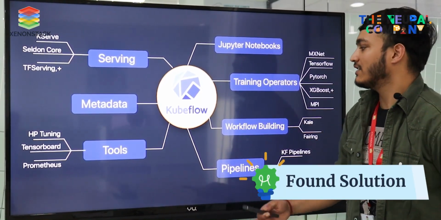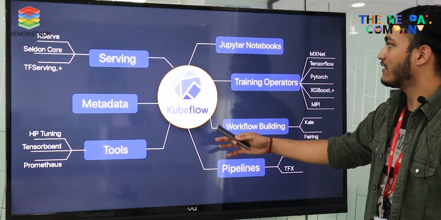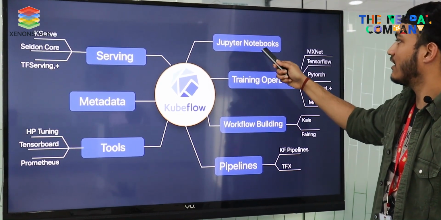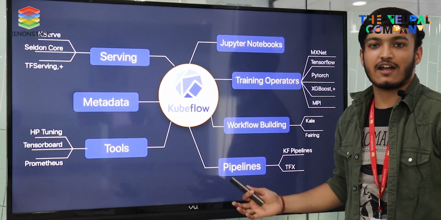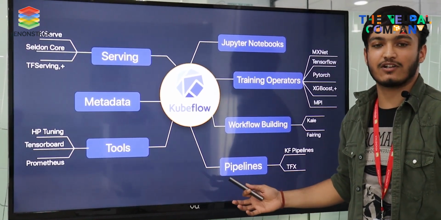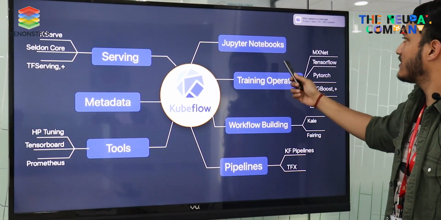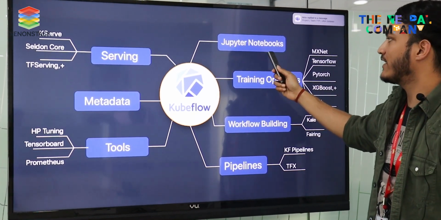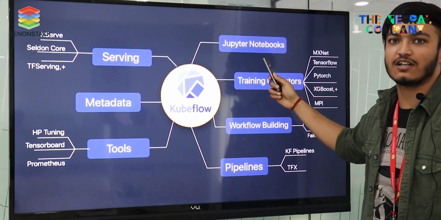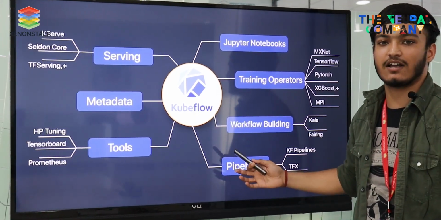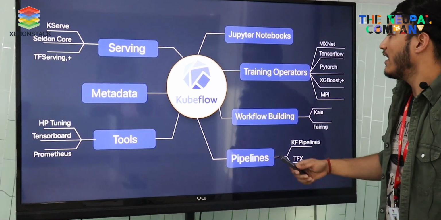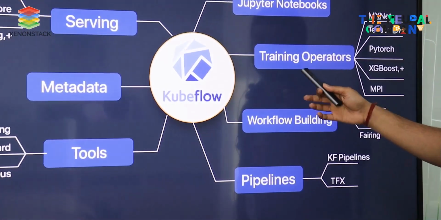Let's see our diagram. This is the Kubeflow tool, and first we get the Jupyter notebook. What is a notebook basically? We write our Python code and build our ML models in notebooks. This is a feature of Kubeflow that provides Jupyter notebooks, and there are also various options like PyTorch, scikit, and TensorFlow notebooks. Let's see the next option, that is training operators.